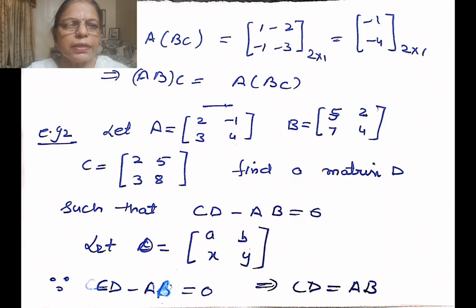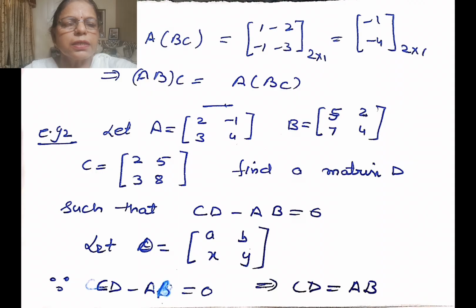And the next example is how to find a matrix. We are given three matrices. A is equal to [2 -1; 3 4]. B is equal to [5 2; 7 4]. C is equal to [2 5; 3 8]. So now we want to find a matrix T which satisfies the equation CT minus AB is equal to the 0 matrix. Now all the matrices are of the 2 by 2, so the required matrix is also of the 2 by 2.